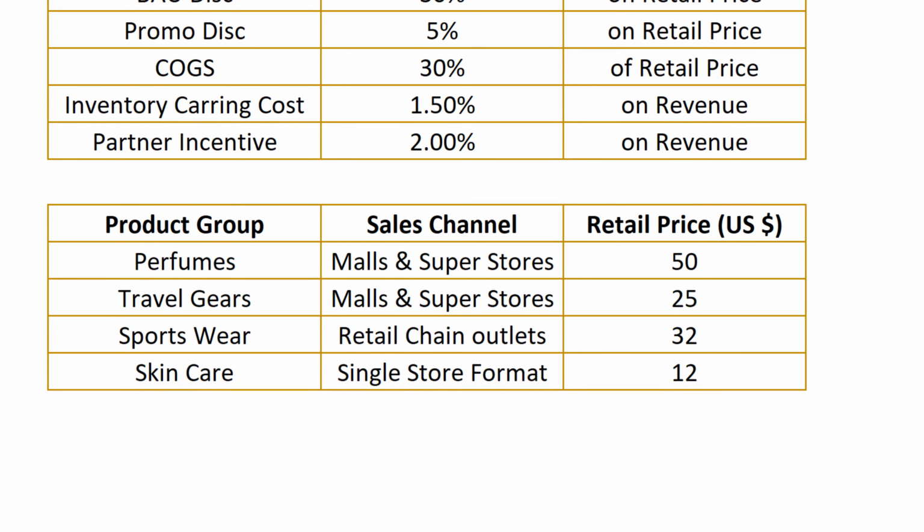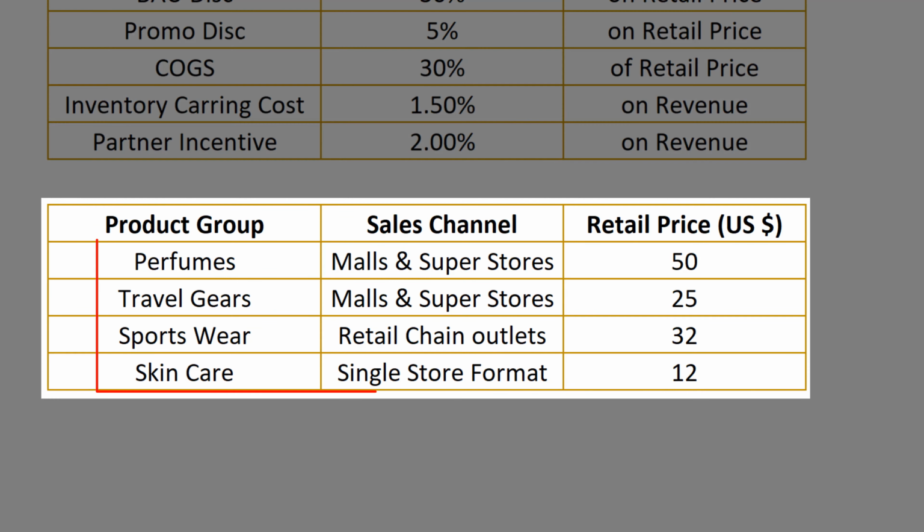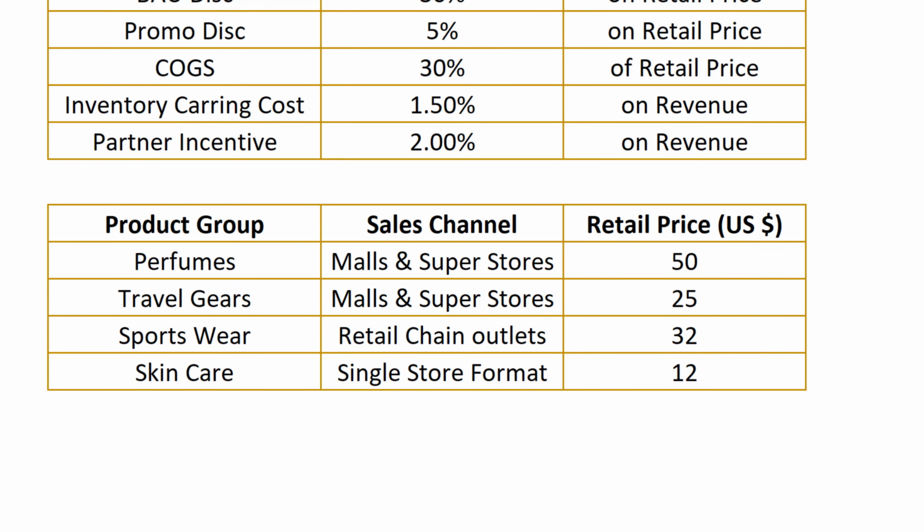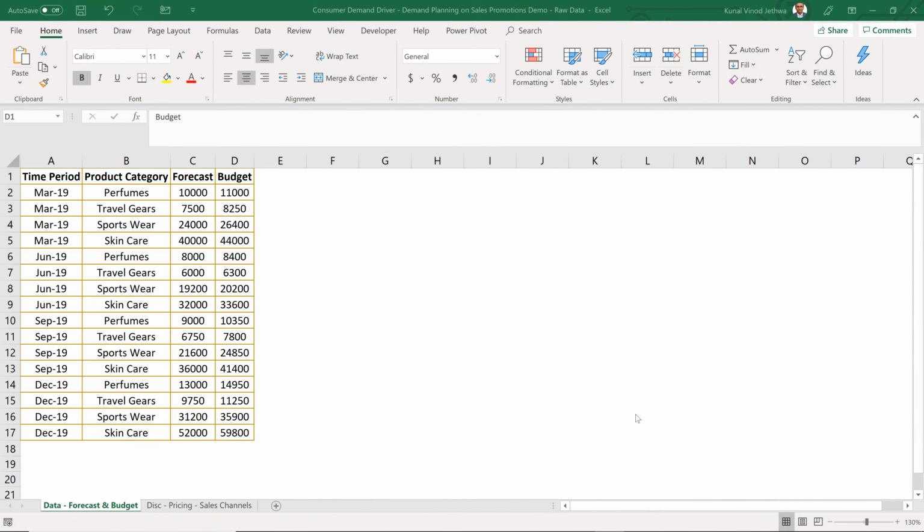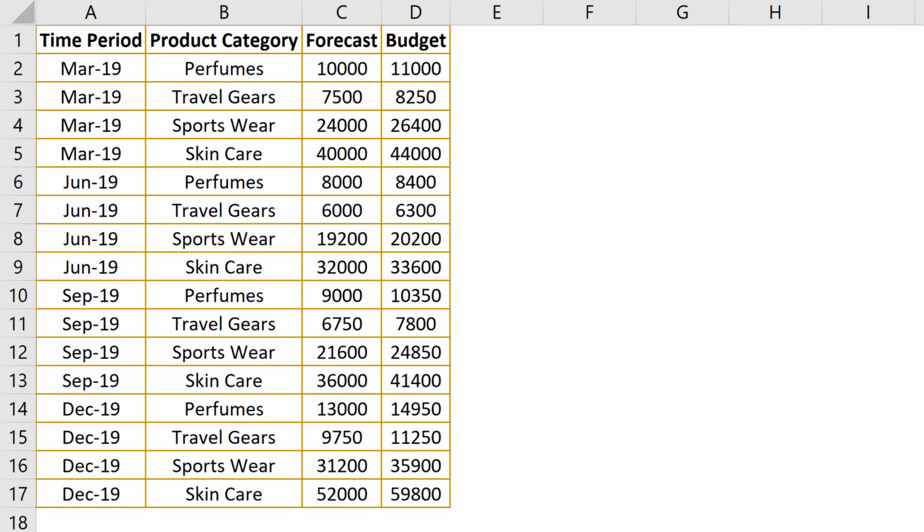The second table shows us product groups or product categories and sales channel along with its retail price. So we already have product group and categories inside our data set. So we will add sales channel and bring in the retail price. This is our data that is going to come inside Value through the ecosystem of Power BI.